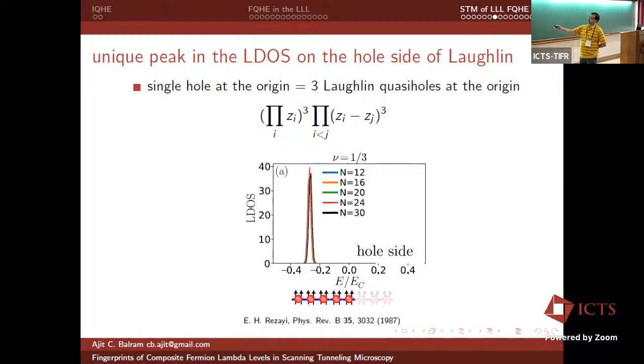And that in the Laughlin language is this unique state. You take the Laughlin state and you multiply by the product over i of z_i to the power 3. If you didn't have this factor of 3, it would produce 1 quasi-hole. But to make a full hole, you need 3 of the Laughlin quasi-holes. This is the only state that you can write down, and this is precisely the peak that you see. There is only a single peak, and it's at a particular energy, which is the energy of this state.